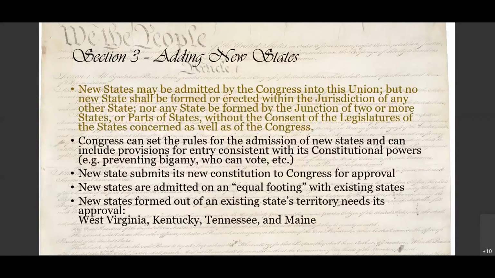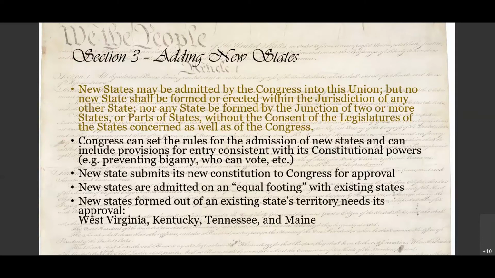Section 3 continues with adding new states. It says, new states may be admitted by the Congress into this union, but no state shall be formed or erected within the jurisdiction of any other state, nor any other state formed by the junction of two or more states or parts of states without the consent of the legislatures of the states concerned, as well as of Congress. So this is saying you can't split a state or join two states or make changes to states without the consent of those particular states involved, as well as Congress's consent.